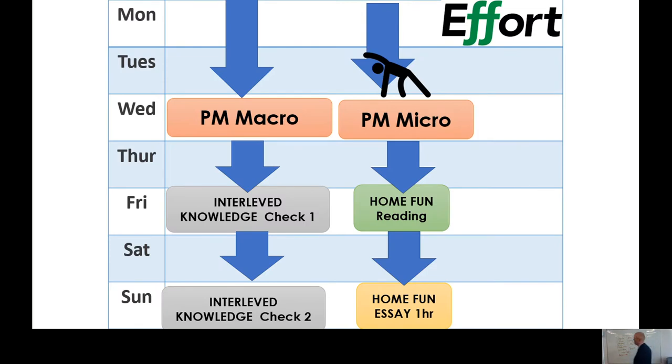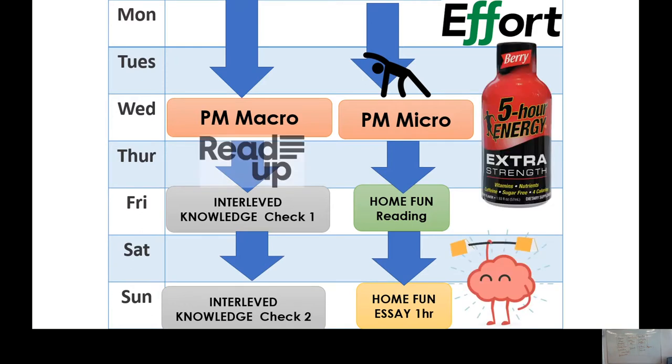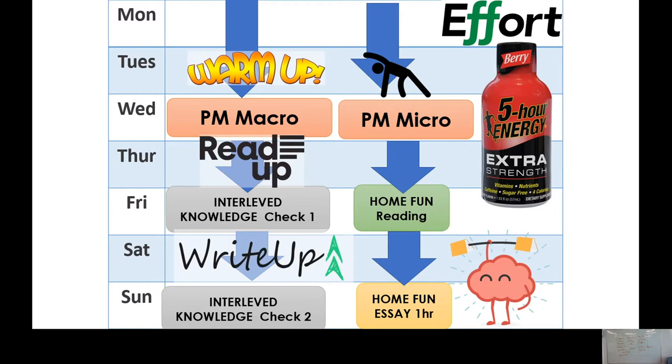So you should have your lesson on Wednesday morning and afternoon. You should have done the first knowledge check and the reading task by the weekend. By the end of the weekend, knowledge check two and your essay, and then you warm up for the following lesson on Monday, Tuesday, Wednesday by reading ahead in the book. And that should give you your 5 hours of practice.